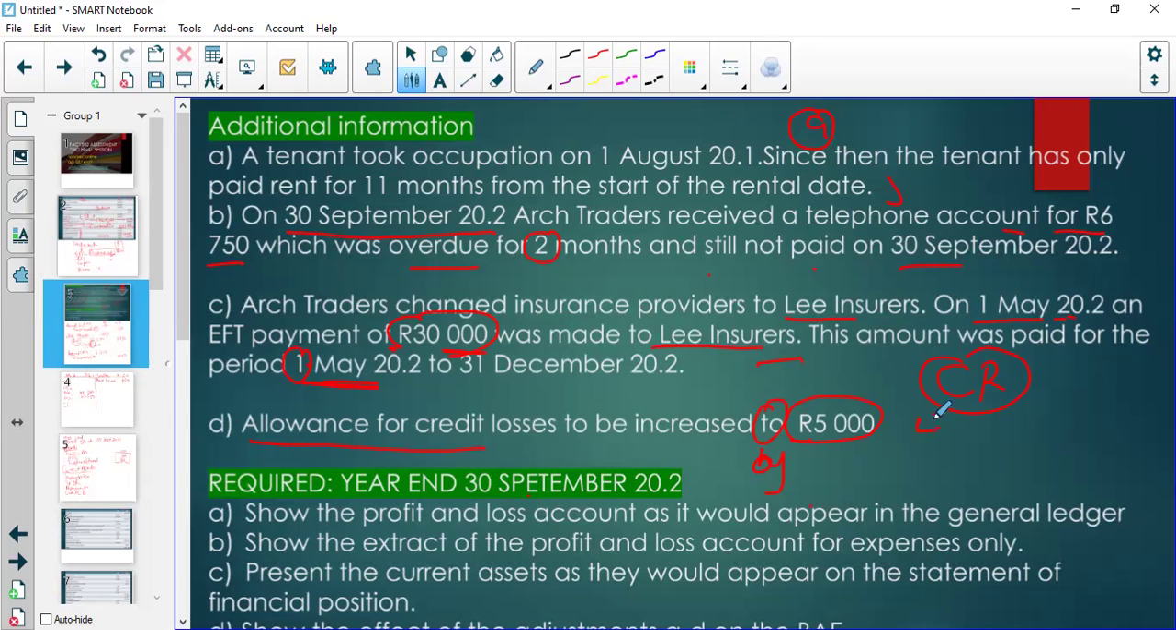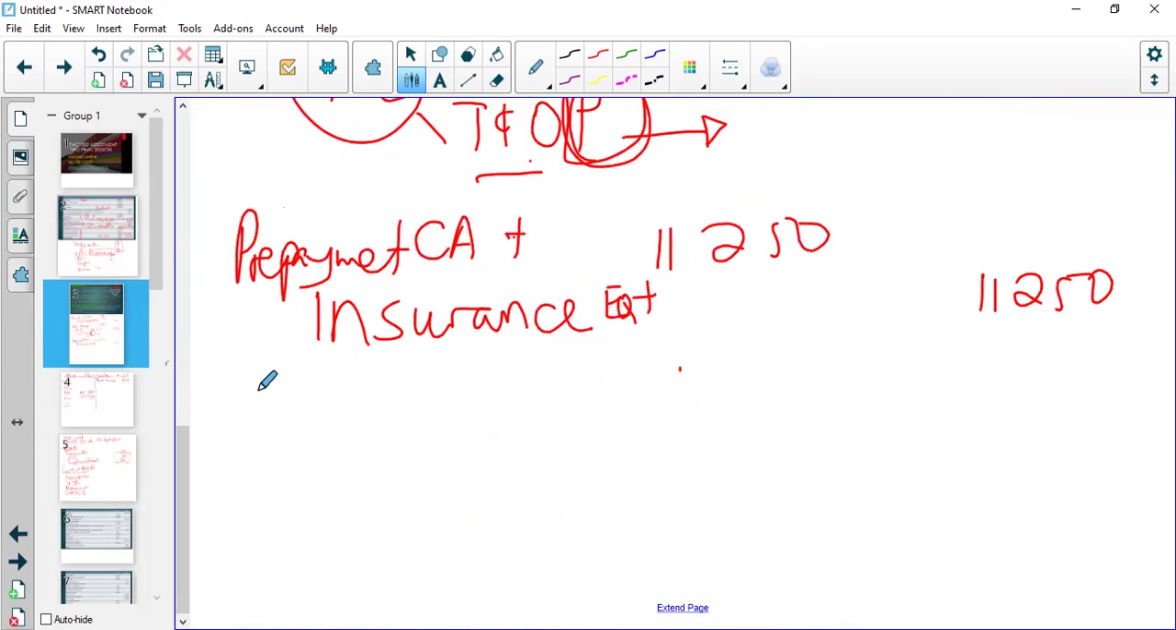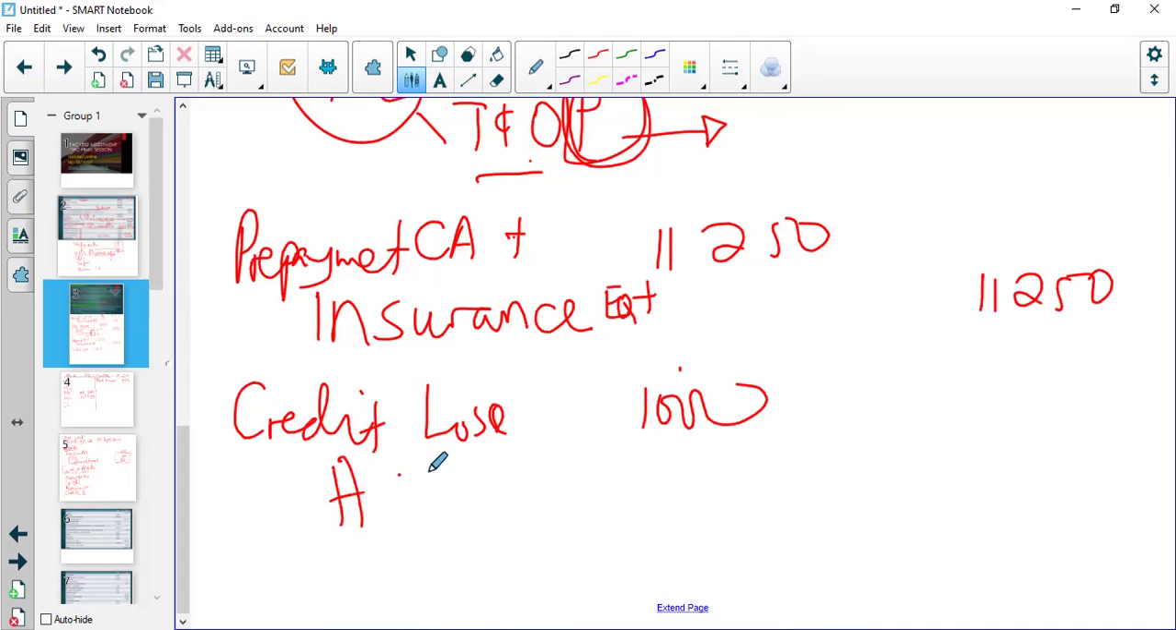So currently we're at 4,000. It has to be increased to 5,000. So we just need to add an additional 1,000. In other words, it has to be increased by 1,000. That's the difference between those two expressions: increased to, increased by. So the journal entry for an increase in allowance is going to be: debit credit losses 1,000, credit allowance for credit losses 1,000.